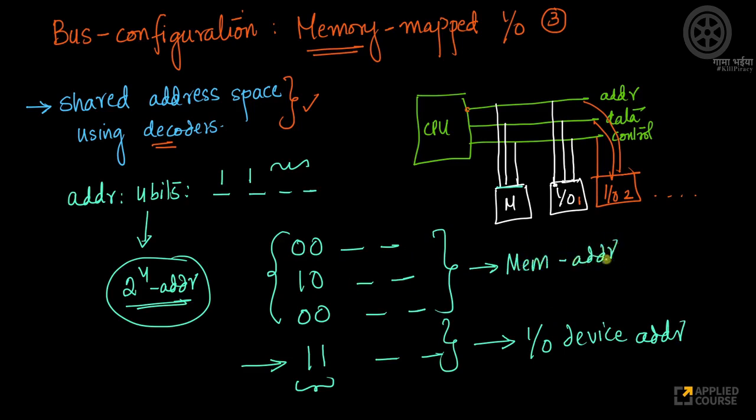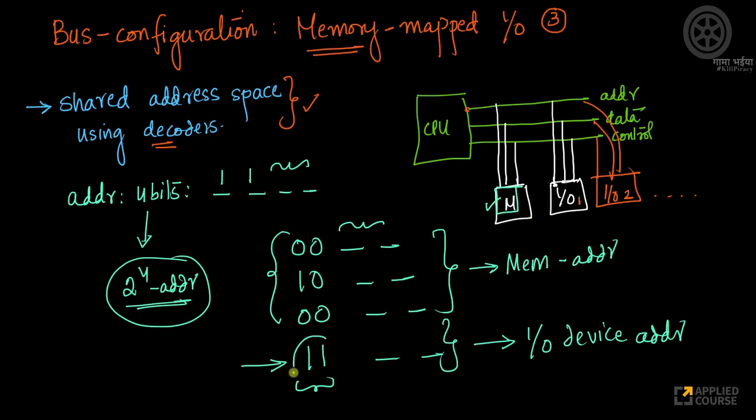So internally, whenever the address is 00 followed by anything, it will activate the main memory. When it is 1 1 followed by anything, it will activate the main memory and I'll get whatever data is stored in that address.